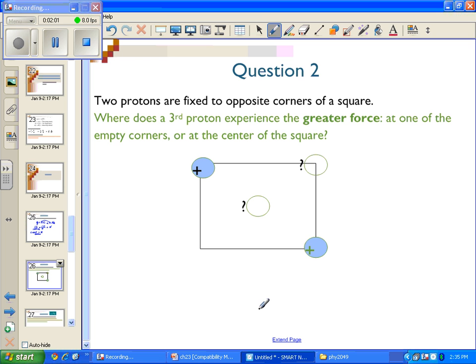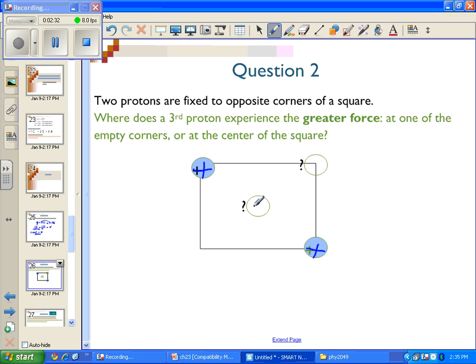Here we are given two protons that are fixed to opposite corners of a square. So here's proton 1, and proton 2. The question is, where should we put the third proton in order for it to experience the greater force? Now this problem requires us to think in terms of the vector nature of force.